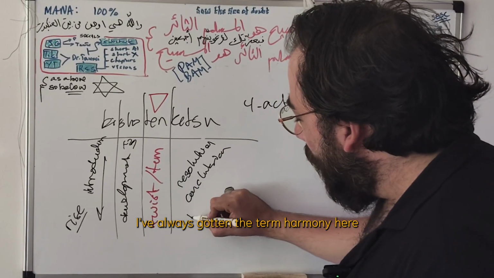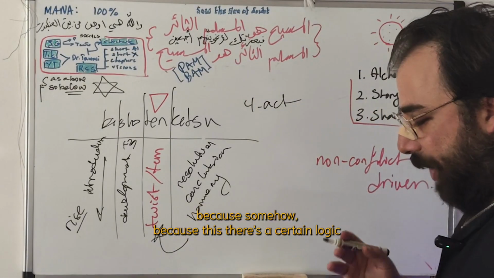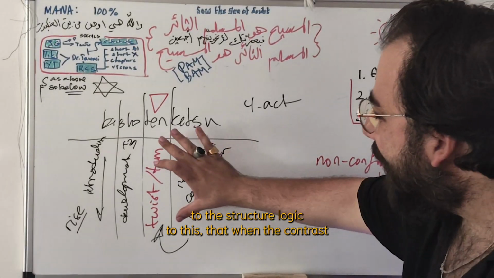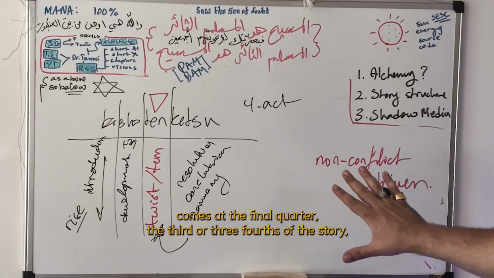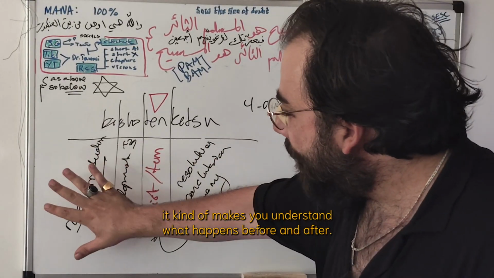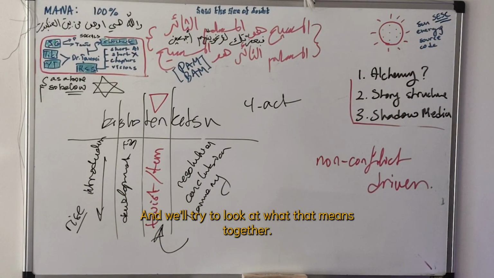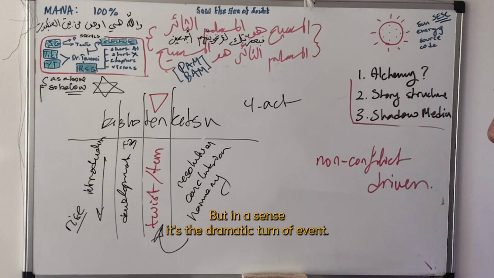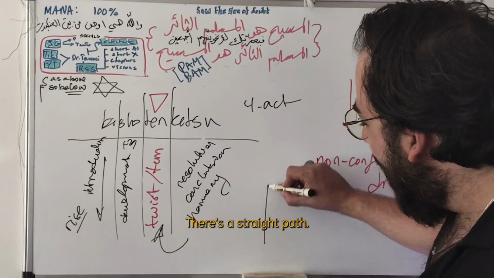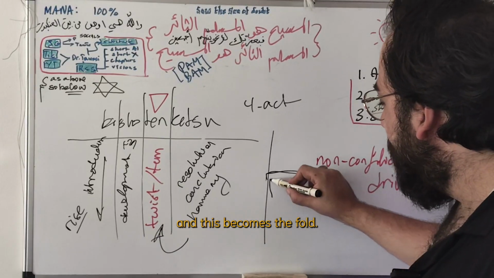For Ketsu I've always gotten the term harmony here, because somehow there's a structural logic to this, that when the contrast comes at the final quarter, the third or three quarters of the story, it makes you understand what happens before and after. And we'll try to look at what that means together, but in a sense, it's the dramatic turn of events. It's the fold. I always imagine it like this. There's a straight path. You're going on this path, then suddenly something happens and you have to take a turn. And this becomes the fold.